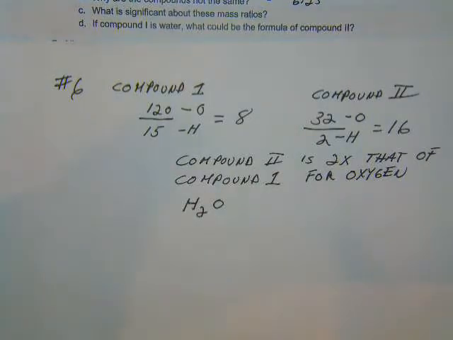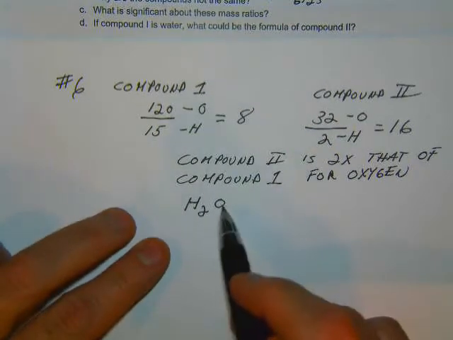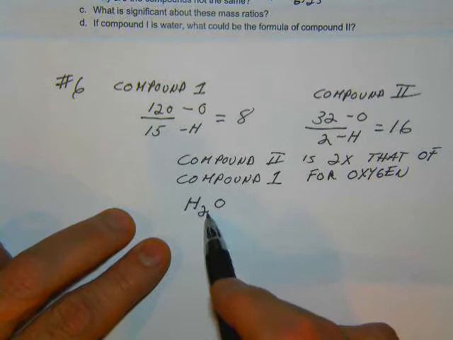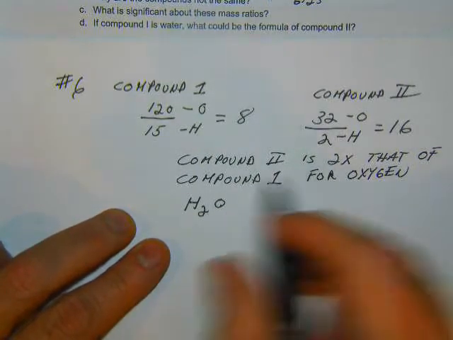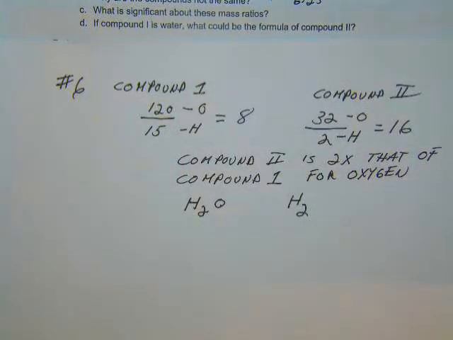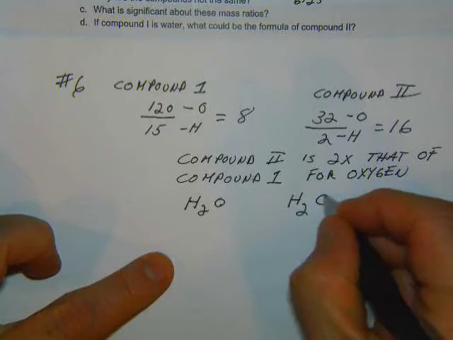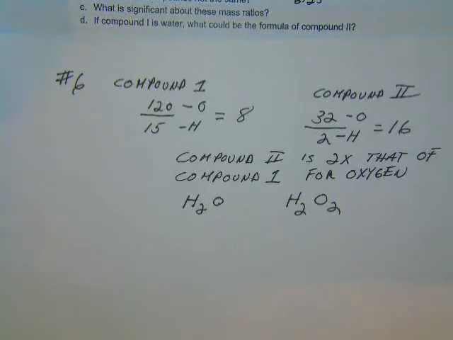Well, we have to leave the hydrogen alone because we're only looking at the oxygen. So we're saying that if compound 1 is water, 2 hydrogens to 1 oxygen, what's compound 2? Well, we have to leave the hydrogens alone. We're saying in compound 2 that oxygen is 2 times that of 1. So it's going to be H2O2. So that is going to be the answer for 6D.